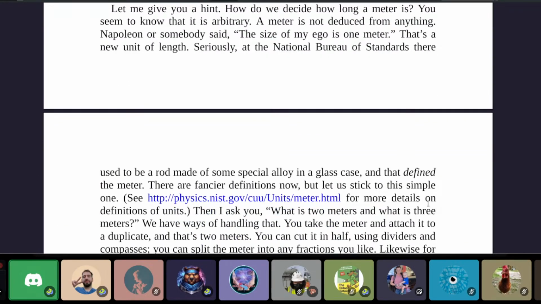Let me give you a hint. How do we decide how long a meter is? You seem to know that it is arbitrary. A meter is not deduced from anything Napoleon or somebody said. The size of my ego is 1 meter. That's a new unit of length.